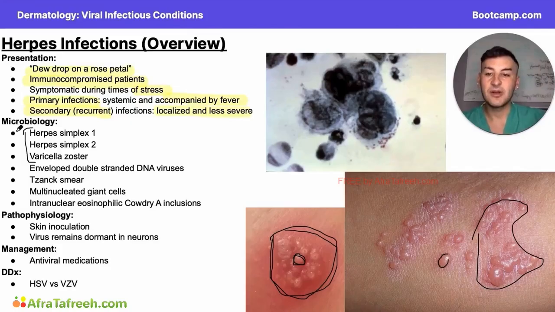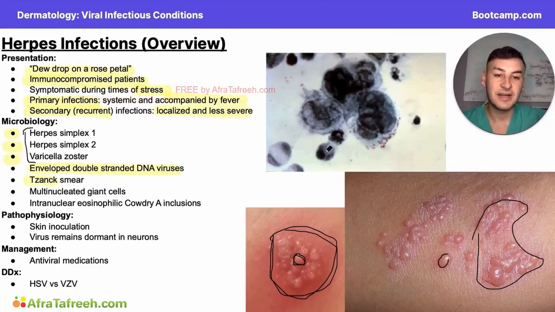So we talked about our 3 bugs that can cause herpes infections, so herpes simplex 1 and 2, as well as varicella zoster, okay? Let's talk about some important micro details. These are going to be enveloped double-stranded DNA viruses, and a great high-yield fact is that these are going to stain on a special smear called a Tzanck smear, okay? And this is a picture of that smear here, and an important finding is that you're going to see these dark intranuclear inclusions, okay? So I'm kind of circling 2 of those here.